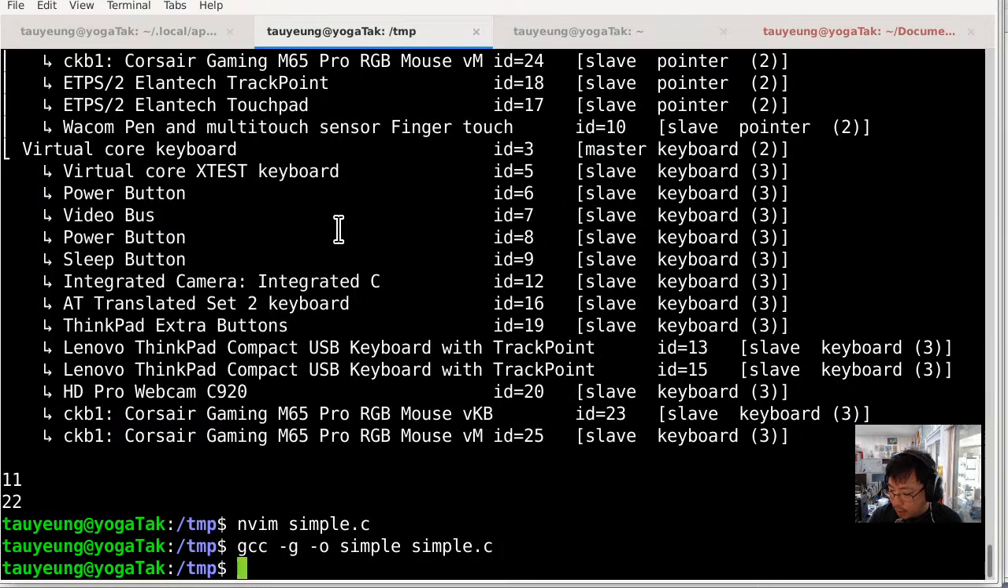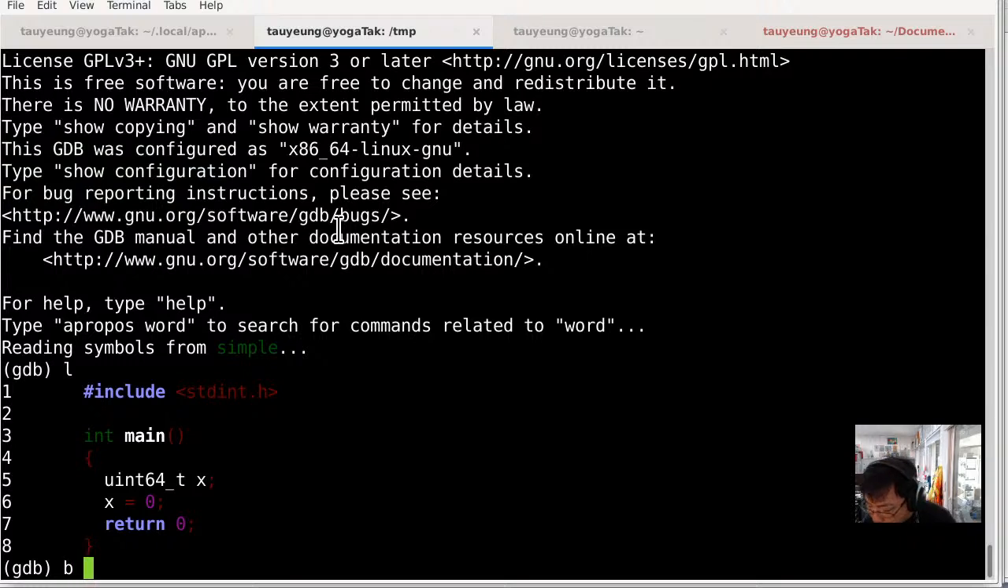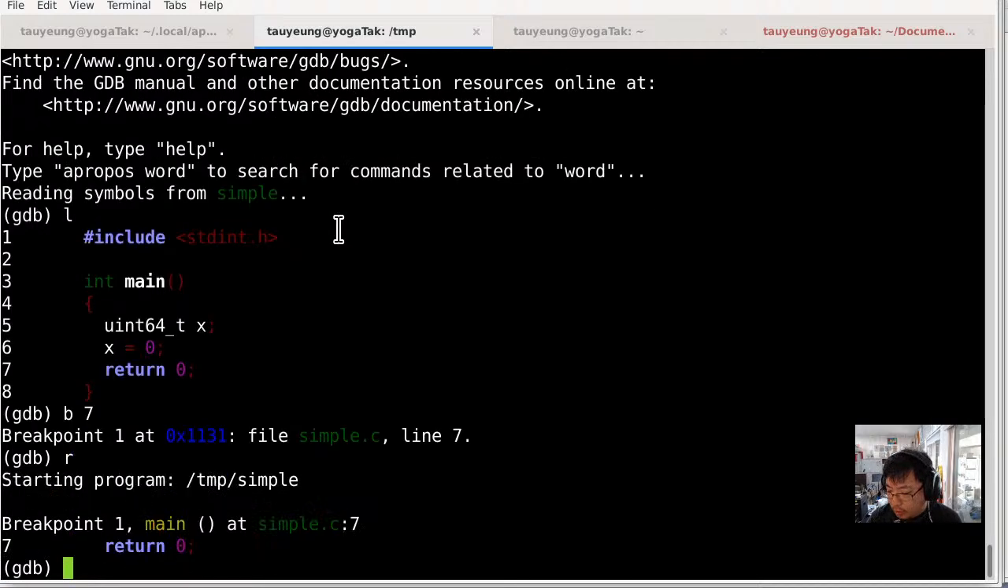And now we can run it using GDB, which is the debugger. What I do on the command line using GCC and GDB, and also nvim, which is my editor, you can do all of the same stuff in Code::Blocks. So if you don't want to learn how to do everything on the command line, you can use Code::Blocks and actually achieve exactly the same result. So now I go to gdb simple and list the program, put a breakpoint on line 7, and then we just run the program.